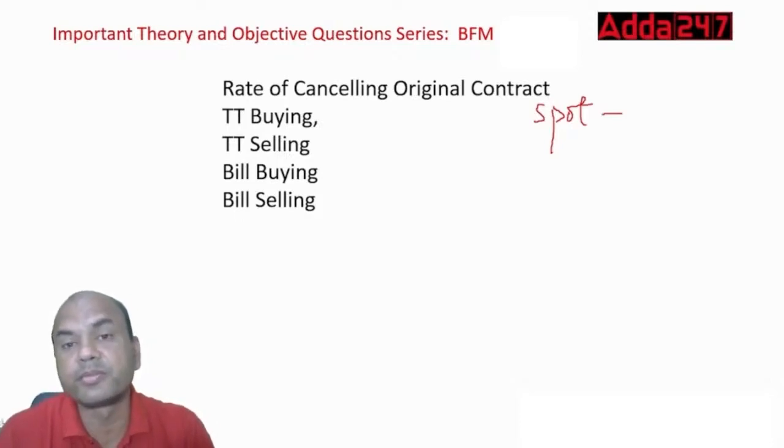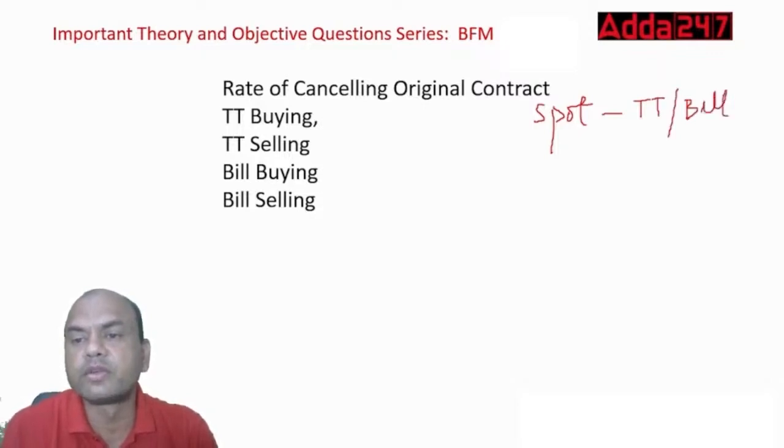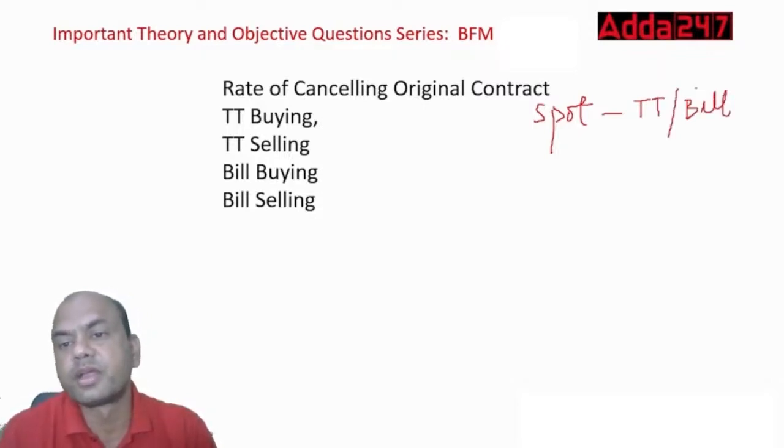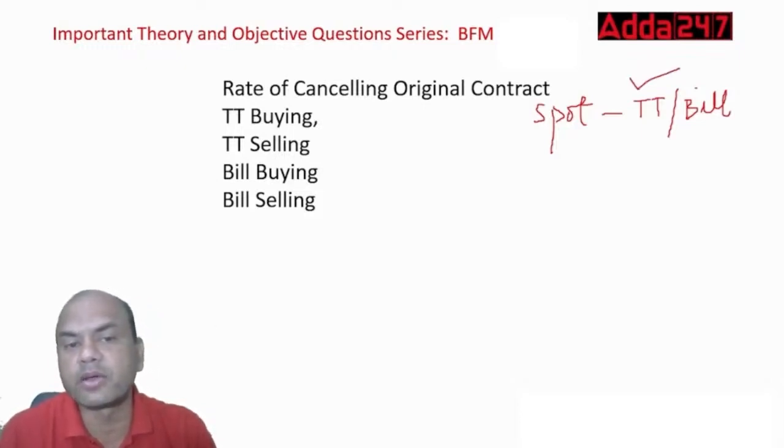Again, first problem. Just now I gave you. Spot, you have to use, tell me in the comment section. Let me see. Spot you have to use TT rate or bill rate. Okay, I'll give you options. TT or bill. So which rate will you use? TT or bill? TT rate, correct? So TT is okay. So now these two are out. TT is only in. TT buying or TT selling.